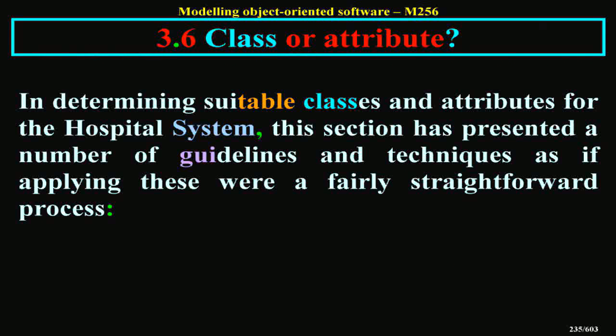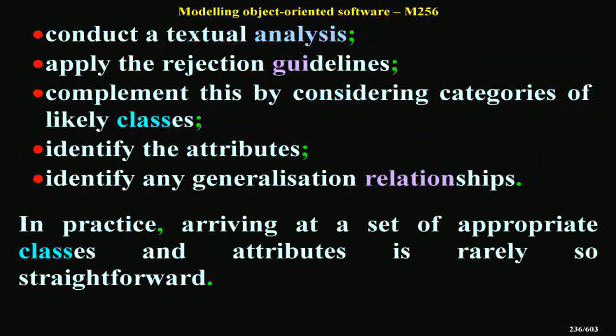3.6. Class or attribute. In determining suitable classes and attributes for the hospital system, this section has presented a number of guidelines and techniques as if applying these were a fairly straightforward process. Conduct a textual analysis. Apply the rejection guidelines. Complement this by considering categories of likely classes. Identify the attributes. Identify any generalization relationships.